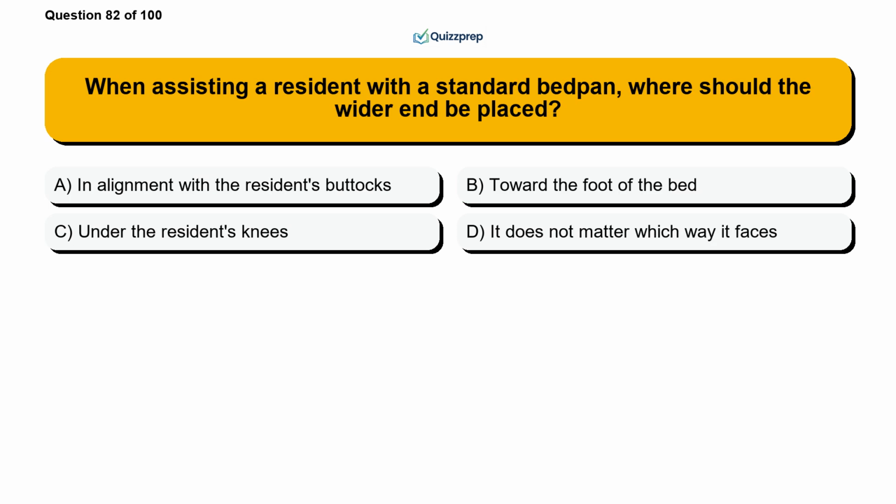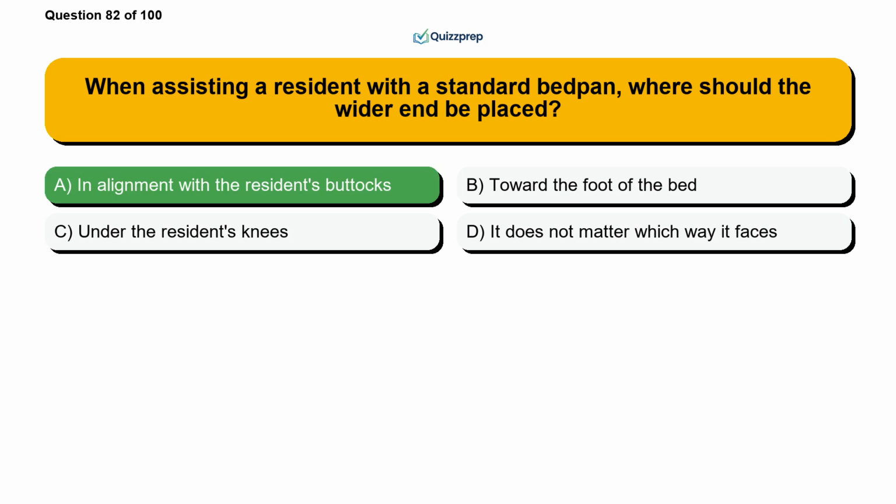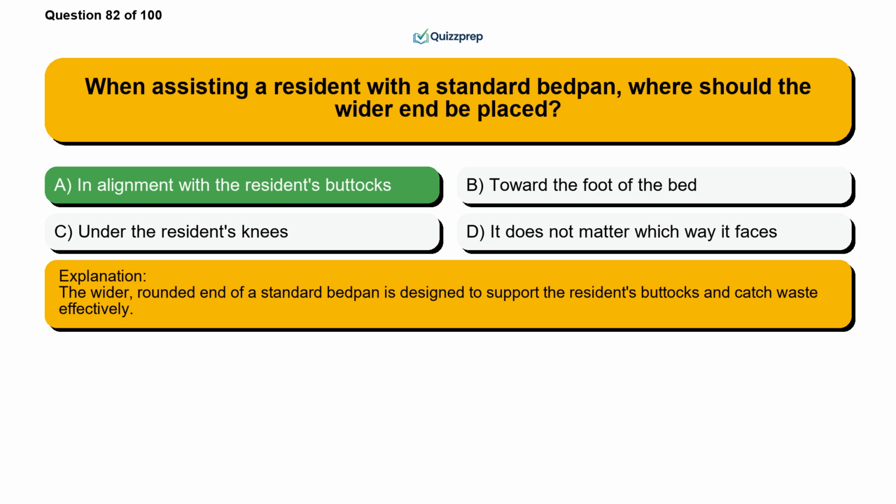Question 82. When assisting a resident with a standard bedpan, where should the wider end be placed? Option A, in alignment with the resident's buttocks. Option B, toward the foot of the bed. Option C, under the resident's knees. Option D, it does not matter which way it faces. The correct answer is option A, in alignment with the resident's buttocks. The wider, rounded end of a standard bedpan is designed to support the resident's buttocks and catch waste effectively.